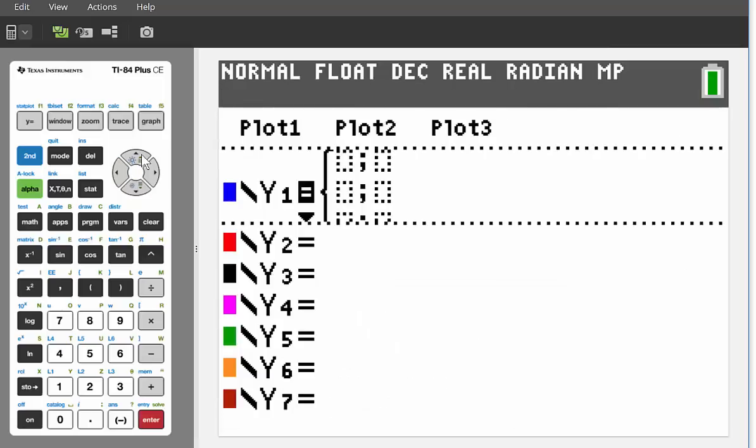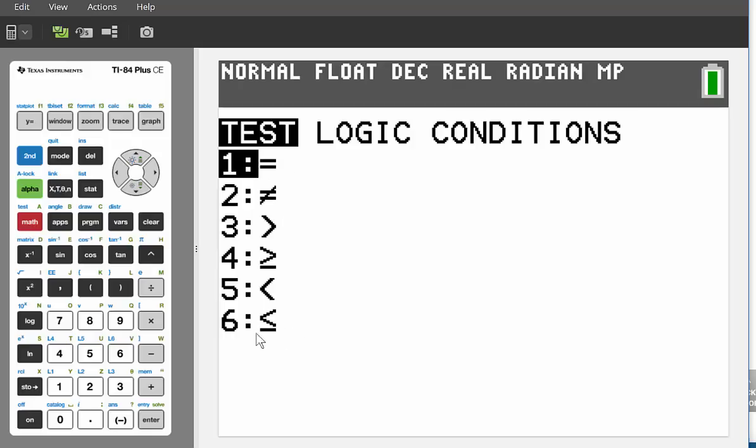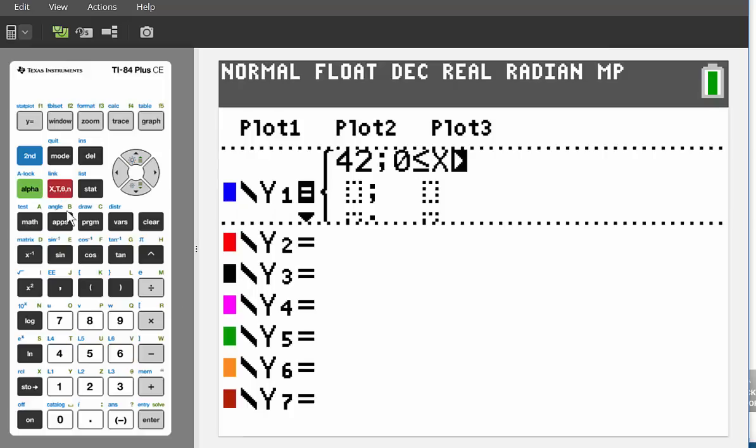So y1, I will put in 3 pieces. The first rule is 42. And then now we need to key in the subdomain here. This will be between 0 to 3.2. Go to second math, which is test. Test contains all our inequality signs. So we want option 6, 0 less than or equal to x less than or equal to 3.2. Use your right arrow to move to the next row. So this is 47, for x between 3.3 to 4.2.